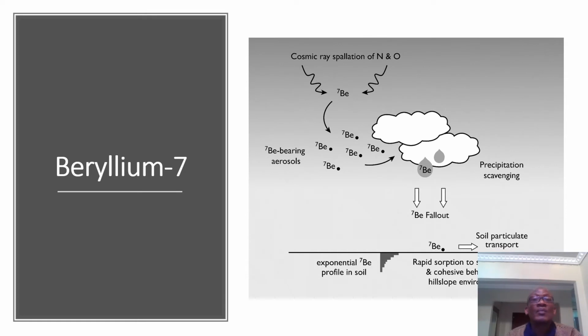Beryllium-7 normally comes from spallation reactions of nitrogen and oxygen, and gets incorporated in cloud-bearing aerosols and then precipitates to soils through scavenging by precipitation and then gets absorbed. Because it's relatively short-lived, half-life of about 50 days, this isotope is of importance in addressing short-term measurements of soil activities.